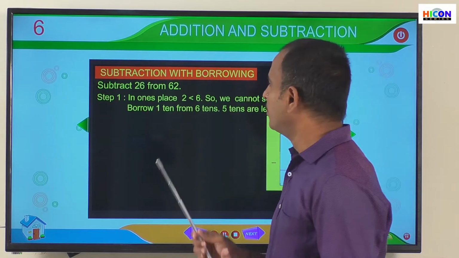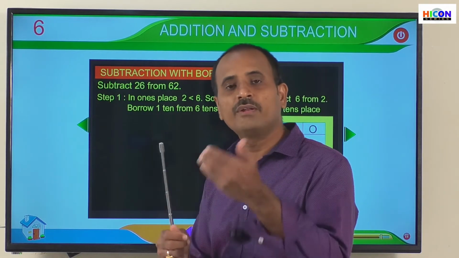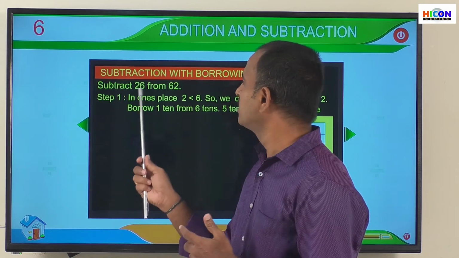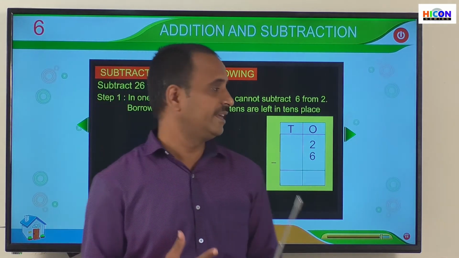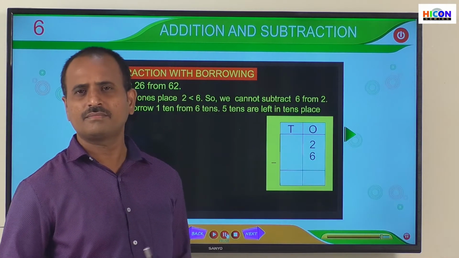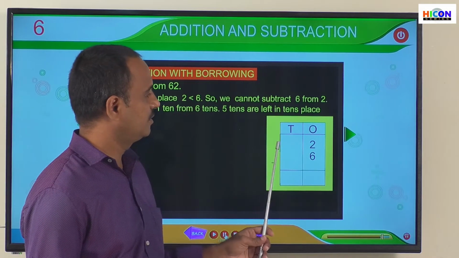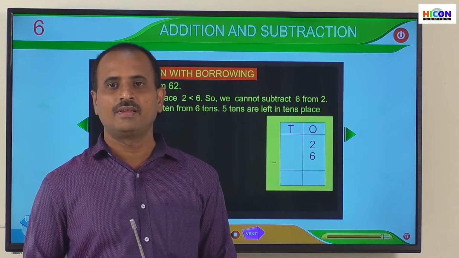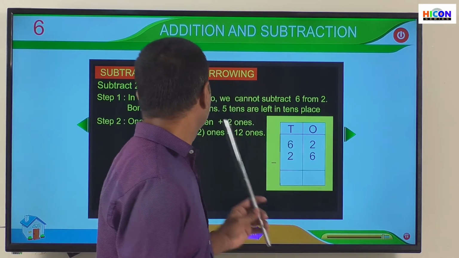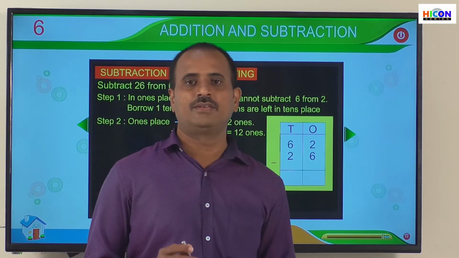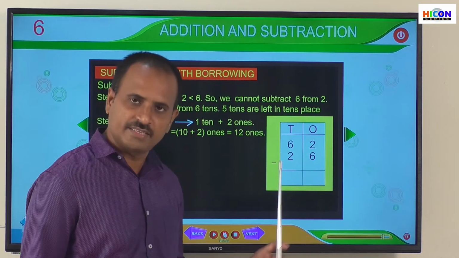Children, before going to subtract, first you have to write these two numbers one below the other. How to write these numbers one below the other? Look at the screen carefully. Here you are observing how the numbers are written one below the other. First you have to write the greatest number, 62. And write the smallest number next. What is the smallest number here? The smallest number is 26. So write the greatest number 62 first and write the smallest number 26 next.